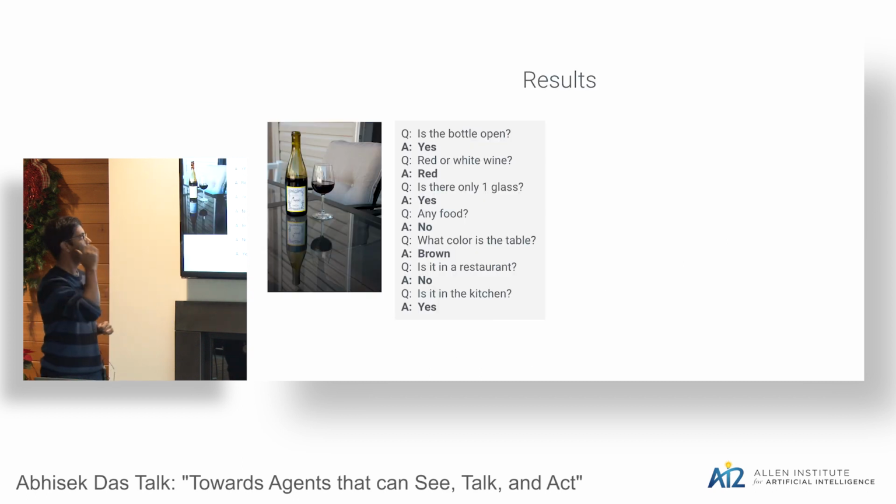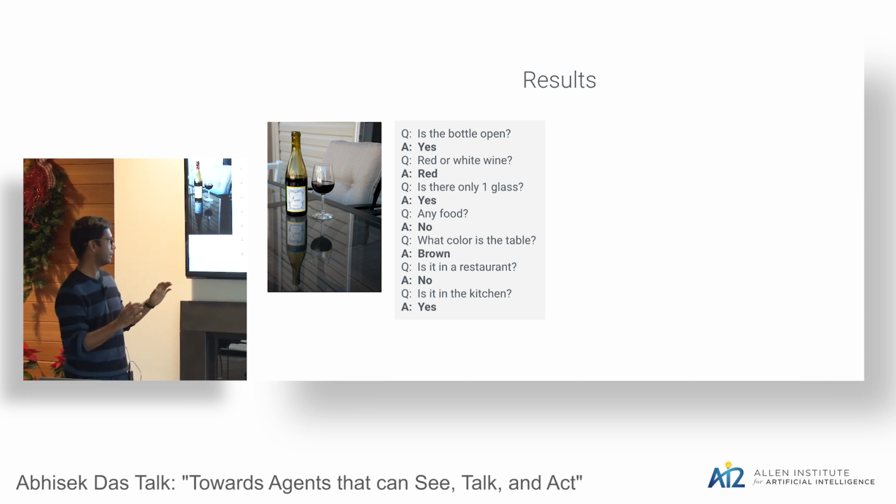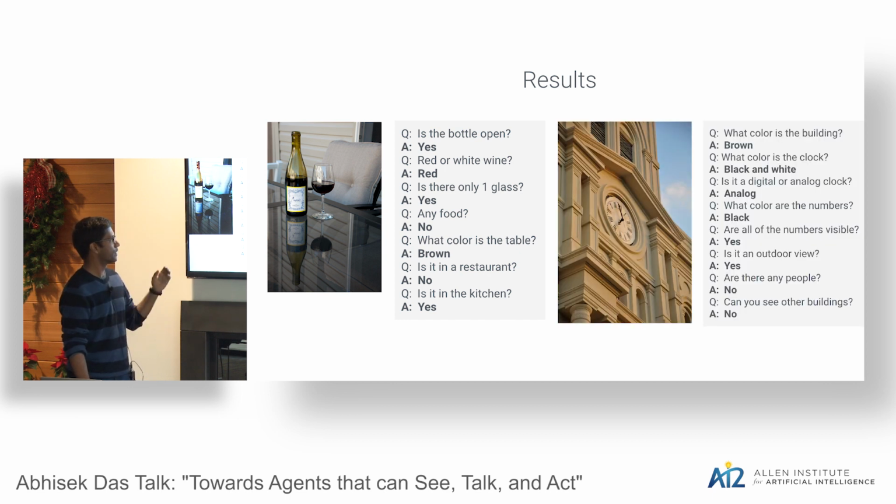Let's look at some of the qualitative results. So these are all questions from the data set on the validation set, and the responses are predictions from our model. So for this image, is the bottle open? Yes. Red or white wine? Red. Is there only one glass? And so on. For this image, what color is the building? Brown. What color is the clock? Black and white. Is it a digital or analog clock? Analog, and so on.